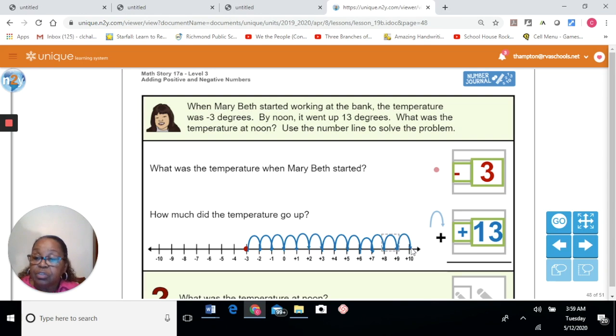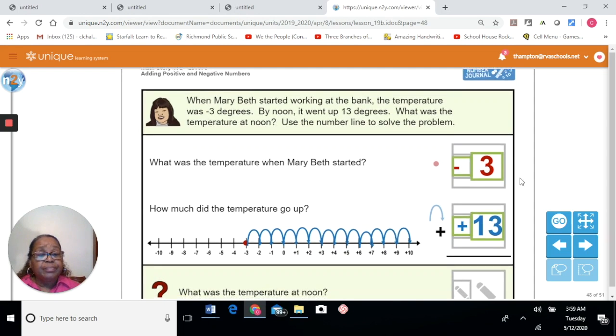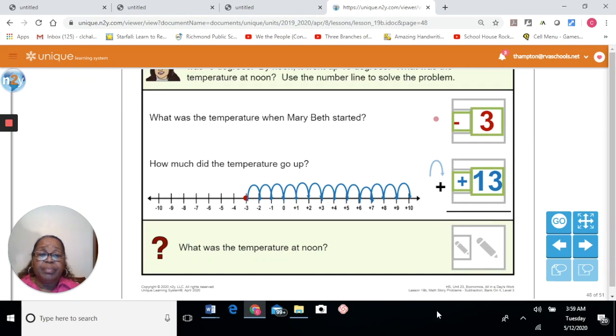1, 2, 3, 4, 5, 6, 7, 8, 9, 10, 11, 12, 13. And the answer is what? The answer is 10. Well, you want to say that the answer is 10, but that's not correct. The answer is positive. There you go. It's a positive 10. So let's get that positive.